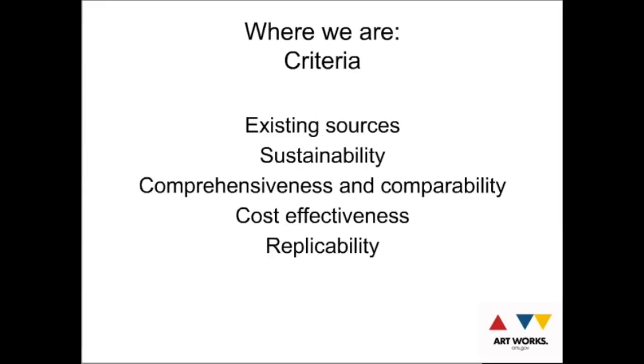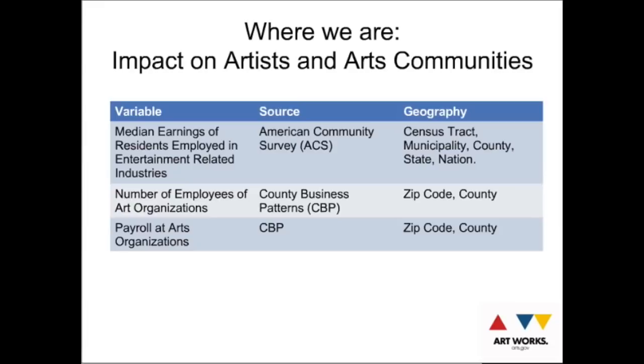So in each of the next 4 slides, you'll see a table giving some of the basic information about the indicators we've identified. As you see here, the leftmost column of the table will give a description of the indicator. The next column gives the source of the data for that indicator. And the right-hand column gives the level of geographic analysis at which the data source is available.